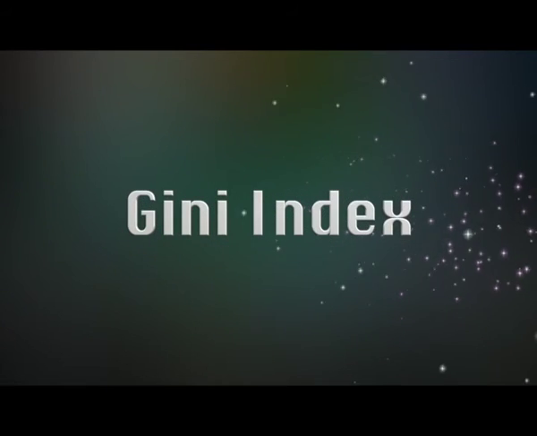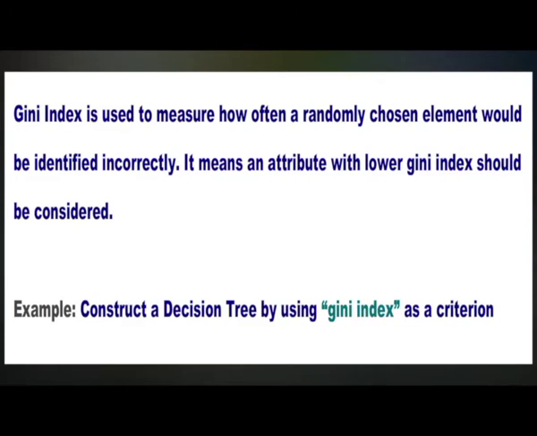Now, we will see in detail about the next index called the Gini index. Gini index is used to measure how often a randomly chosen element would be identified incorrectly. It means an attribute with lower Gini index should be considered. Given the example to construct a decision tree by using Gini index as a criterion for the frequency table given.